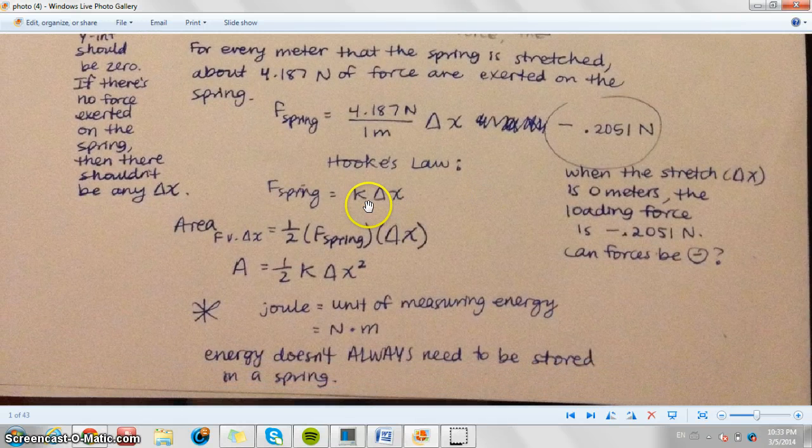And now we continue the force of the spring. We can generalize it into this formula. K, I believe that's our constant. Yes, K is our spring constant. So for every spring that we use, there's going to be a different amount of newtons that is exerted for every single meter of displacement of the spring.